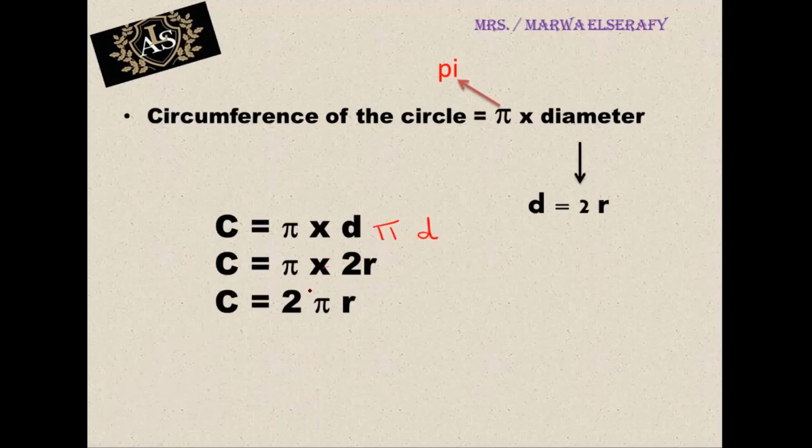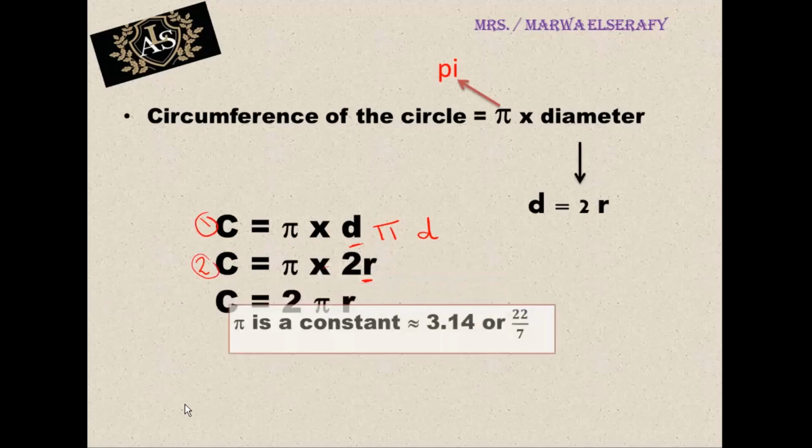So I have two rules. The first one according to its diameter, the second one according to its radius. If he gives you the diameter, you will use pi d. If he gives you the radius, you will use 2 pi r. 2 times pi times r.